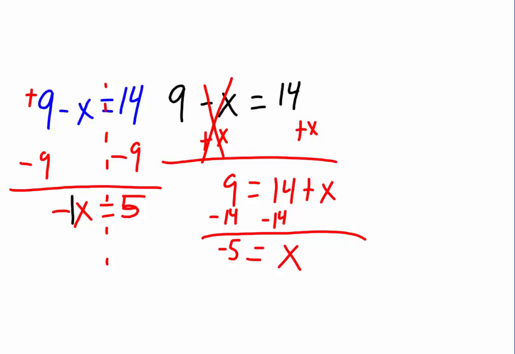And so to get rid of a negative 1 times something, we'd have to divide by negative 1, divide by negative 1. These go bye-bye. x equals 5 divided by negative 1 is negative 5. And you'll see we ended up with the same answer. If we didn't end up with the same answer, that would be a real big problem.